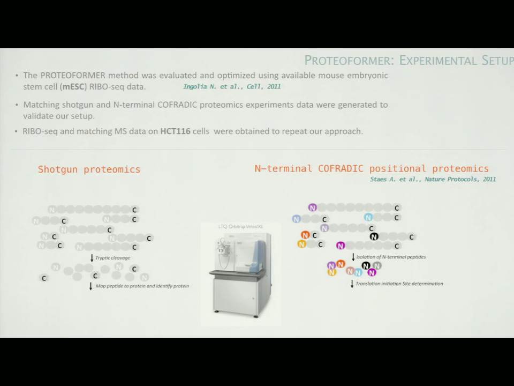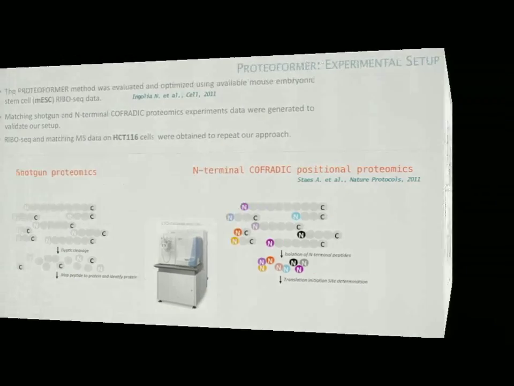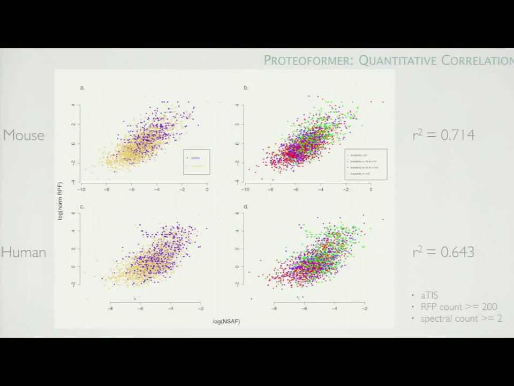validated this on two different data sets, a human data set and a mouse data set, where we had matching ribosome profiling information, either public or we generated it ourselves, and mass spectrometry, two types, shotgun and terminal COFRADIC. Shotgun, all the tryptic peptides, and terminal COFRADIC, only the N-terminal peptides. And we built custom databases from the ribosome profiling, and then we did the mass spectrometry experiment.